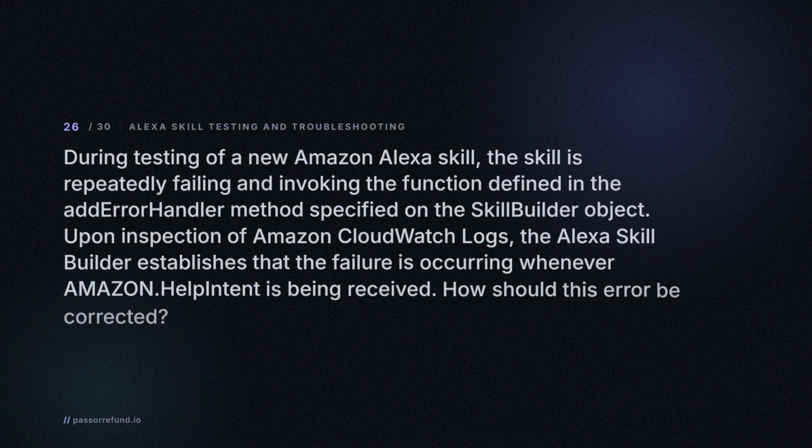Try this question. So, during testing of a new Amazon Alexa skill, the skill is repeatedly failing, and invoking the function defined in the handler method specified on the skill builder object. Upon inspection of Amazon CloudWatch logs, the Alexa skill builder establishes that the failure is occurring whenever Amazon.HelpIntent is being received. How should this error be corrected?